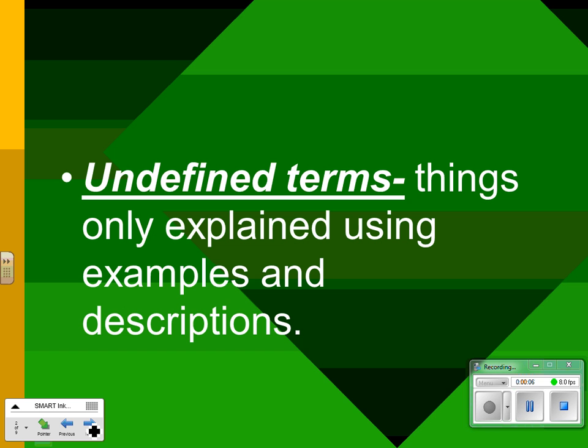So our first definition, kind of a weird one, a term called undefined terms. Now we were just talking about vocabulary, but within part of that vocabulary, we're going to have things that we do not really have a formal definition for. And these are called undefined terms. They're things that are only explained using examples and descriptions.